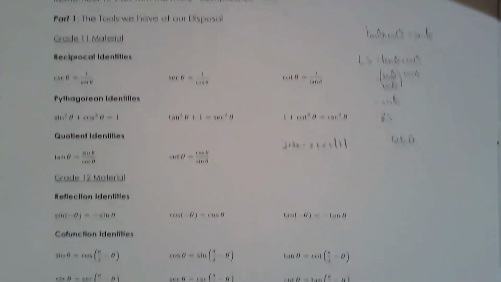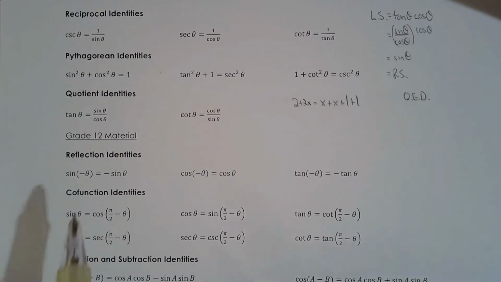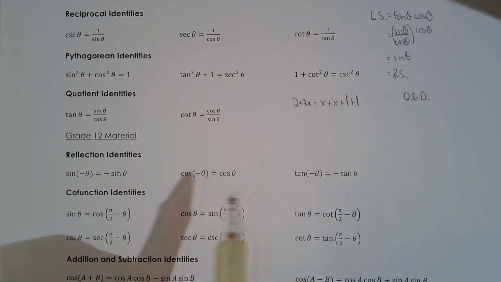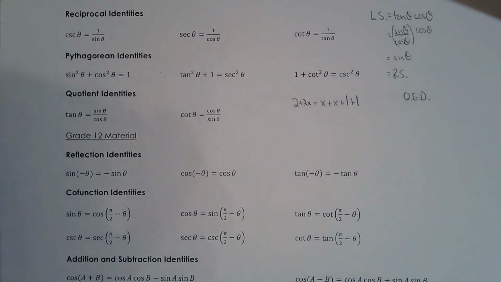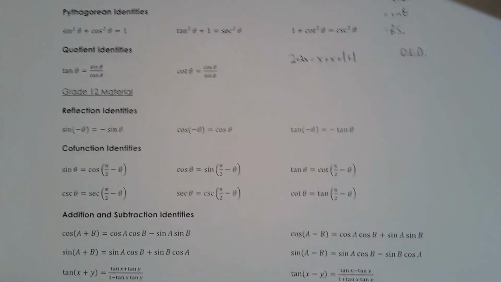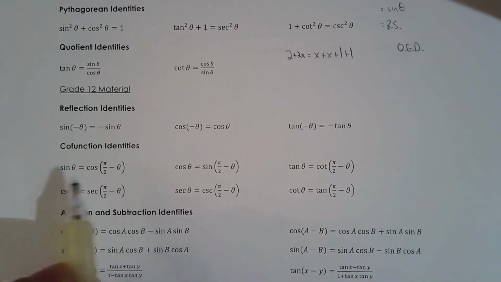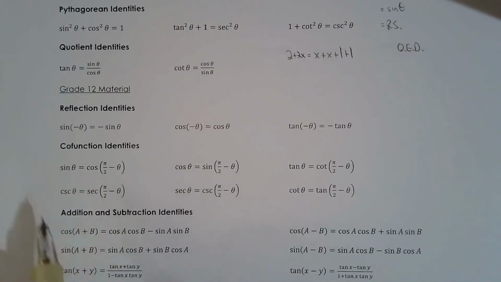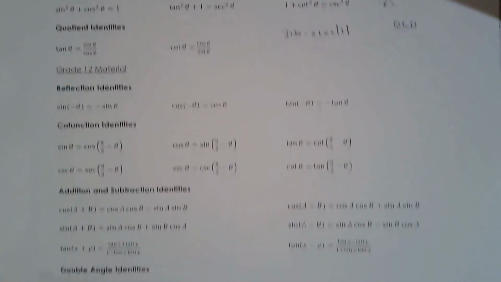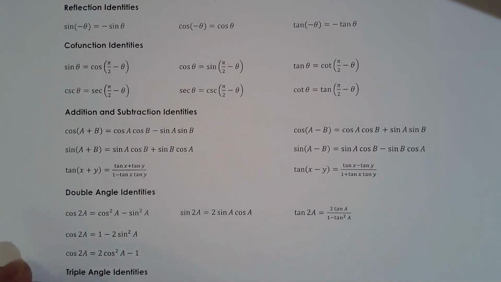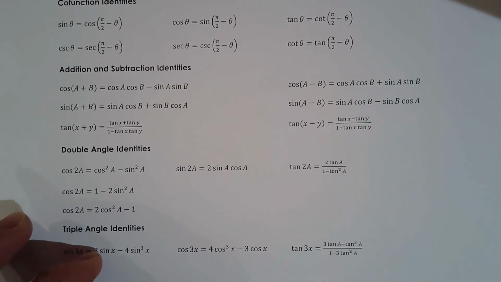Now, what did we learn this year? We learned that sine and tan are odd functions, and cosine is an even function. We did cofunction identities, which allow us to go from sine to cos, or cos to sine, cosecant to secant, secant to cosecant, tan to cotan, and cotan to tan. We did the addition and subtraction formula for sine, cos, and tan, which leads us to the double angle formulas for sine, cos, and tan.